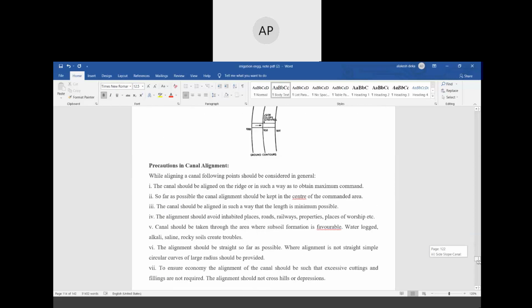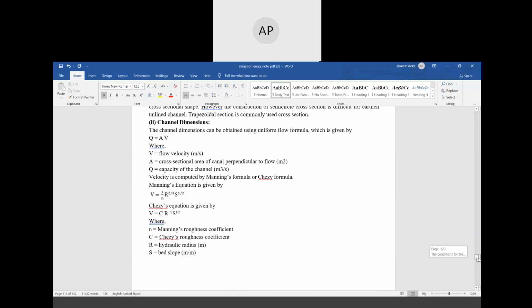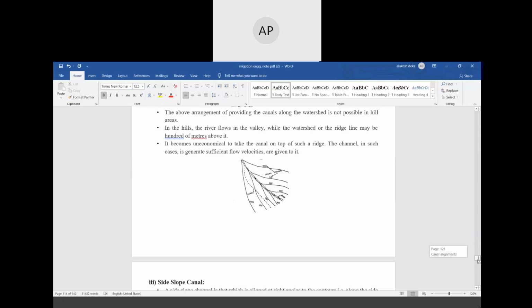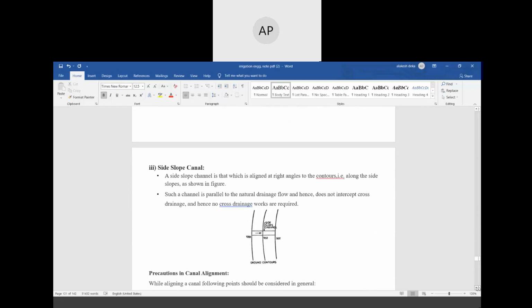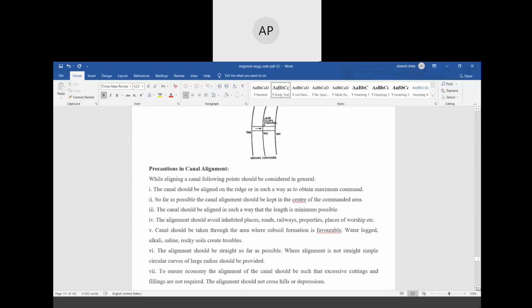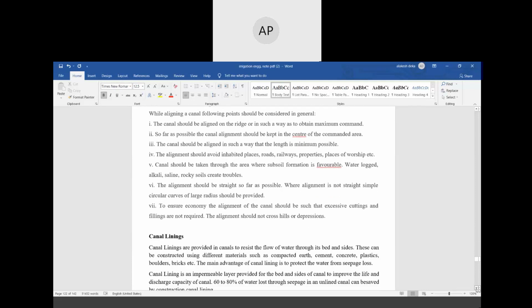Yes, precautions during alignment. If you align a canal, then there are some precautions you should follow. The canal should be aligned on the ridge in such a way as to obtain the maximum command. So these are the important things.